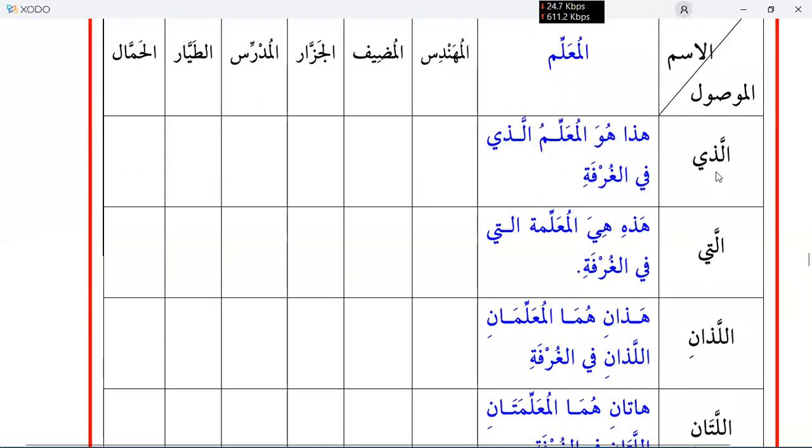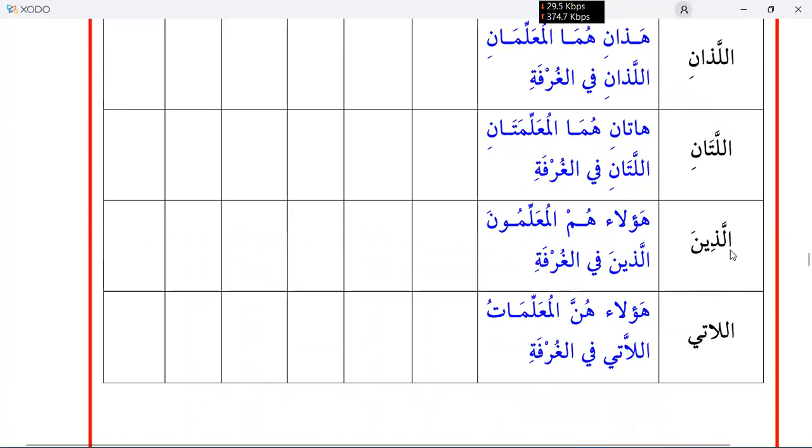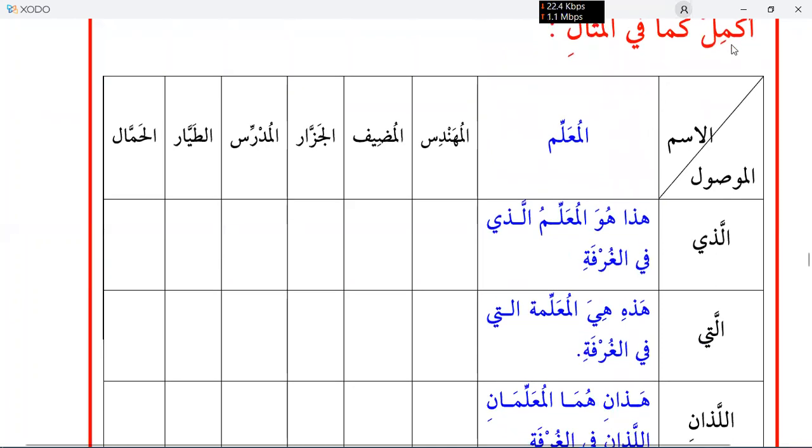Allazi means who, this is for masculine. Allati also means who, it is for feminine. Allazani, this is for two masculine, same meaning. Allatani, two feminine. Allazina, those who, this is plural masculine. Allati, this is plural feminine. So here you will make a sentence according to the word.